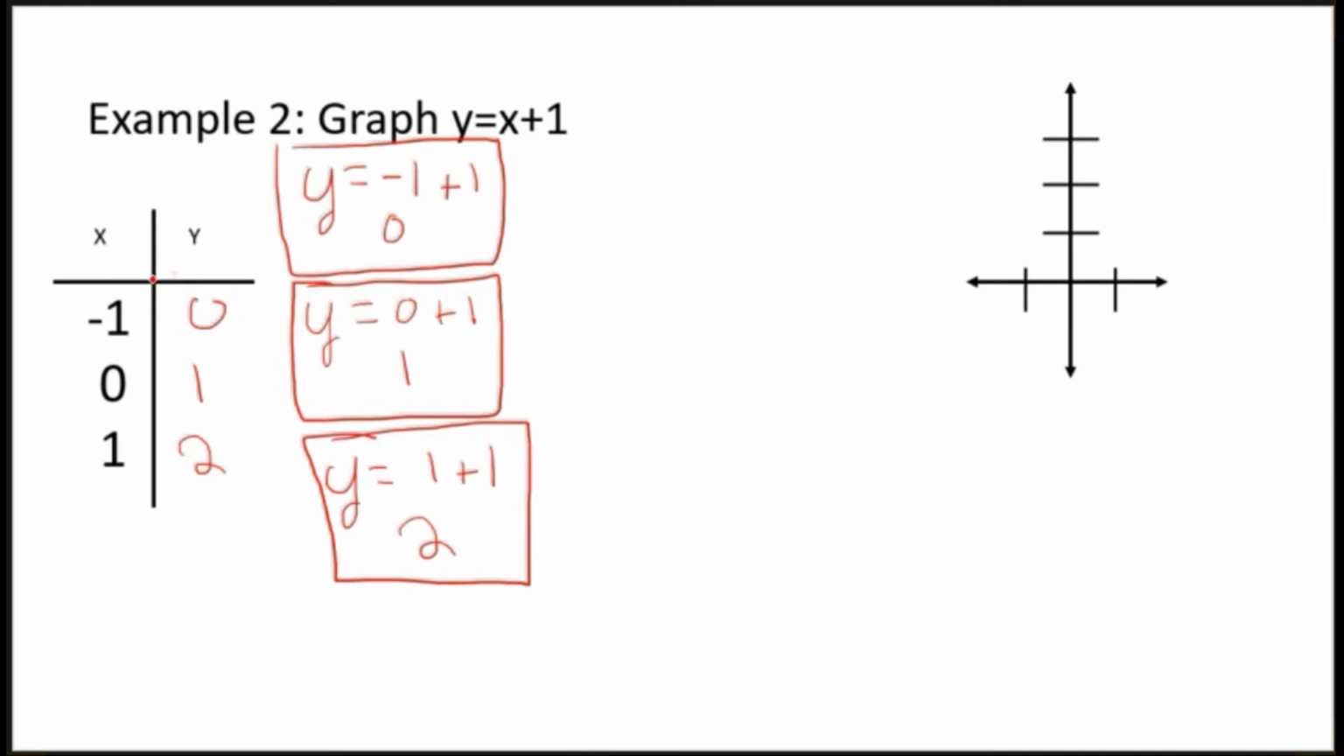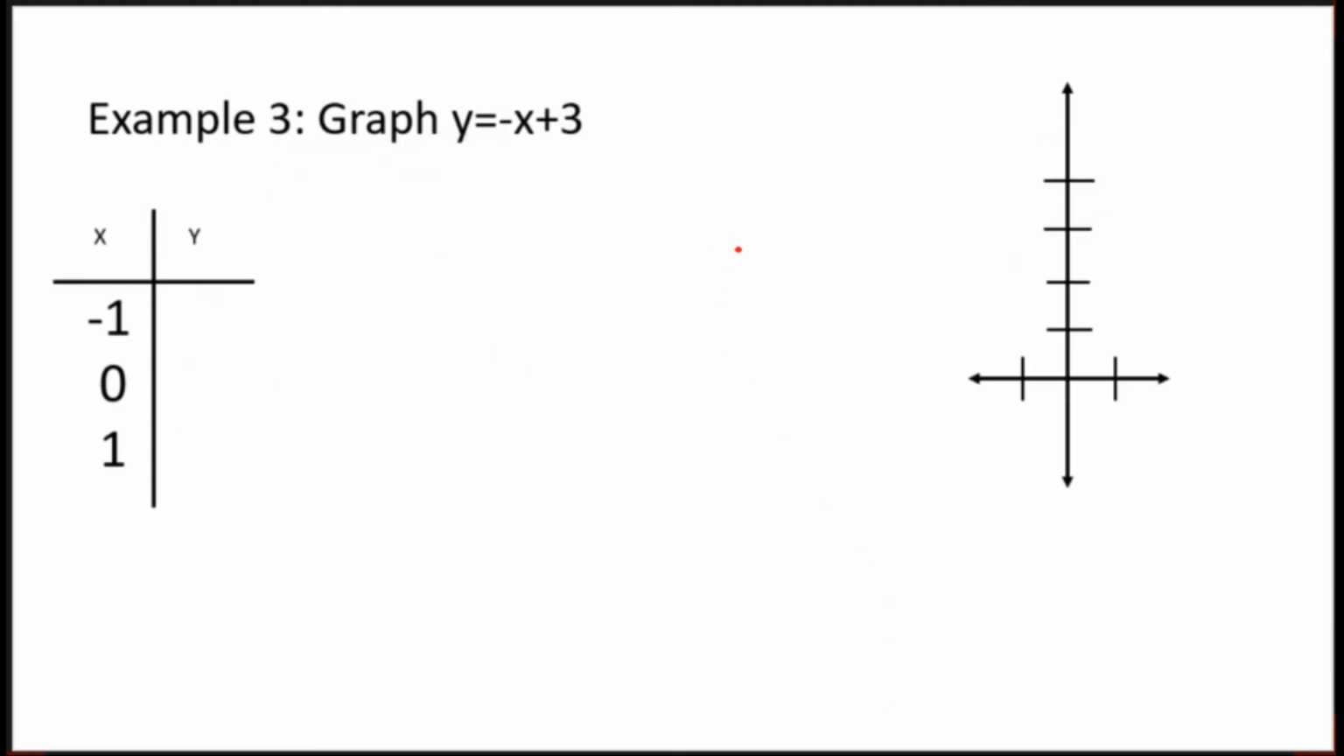Alright, so we have our points here. I'm going to go and graph them. -1, 0. 0, 1. And 1, 2. I'm going to really try to draw a straight line. It's really hard to do on a computer. Okay, that was sort of okay. A lot better than last one. So this is our line here for y equals x plus 1.